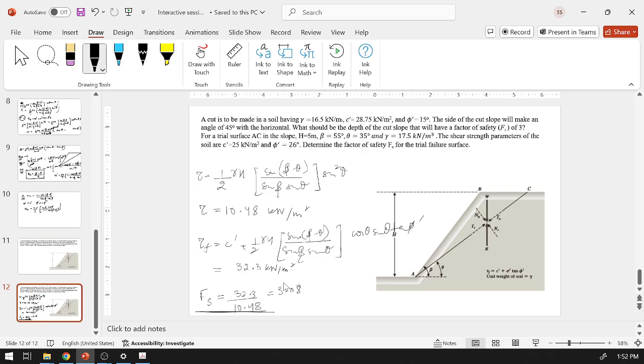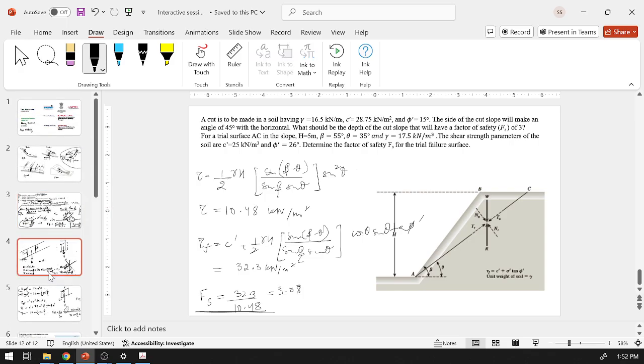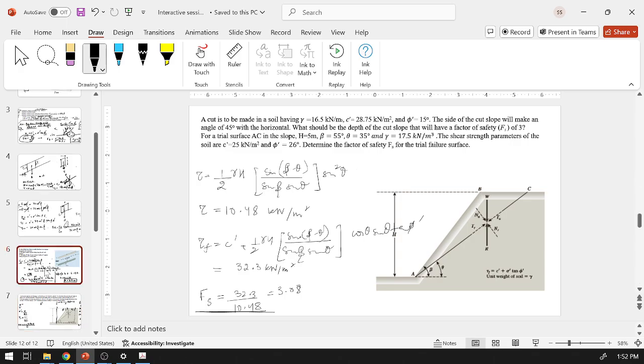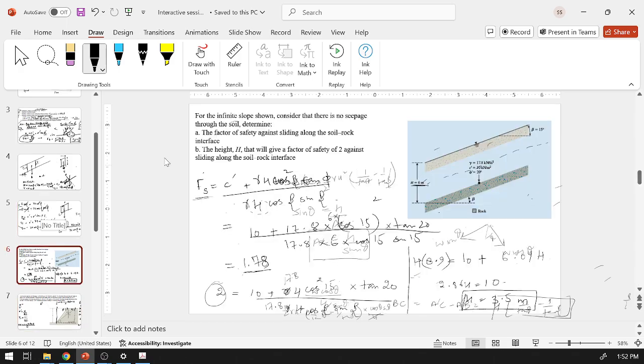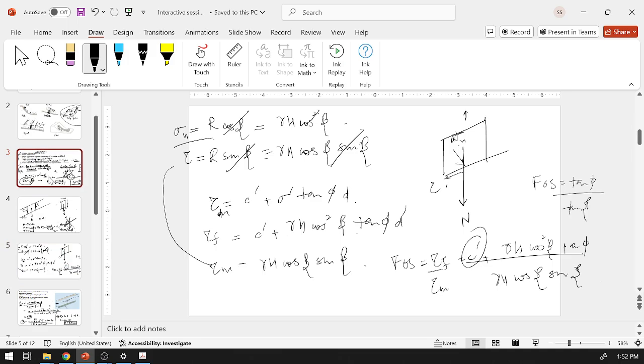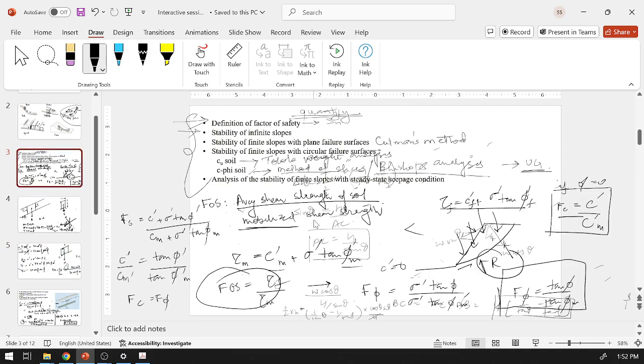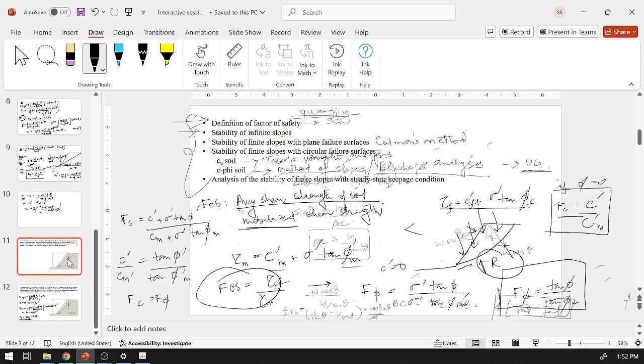So it's a straightforward question. So now let's move on to the next part. I will just be briefly talking about these. Now we have finite slopes with circular failure. We can have a C-phi soil or we can have a phi-u soil.